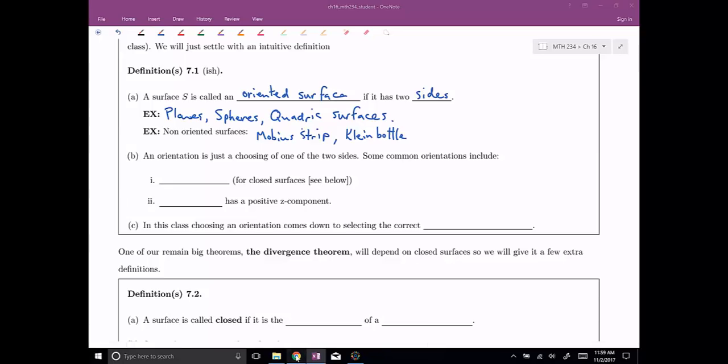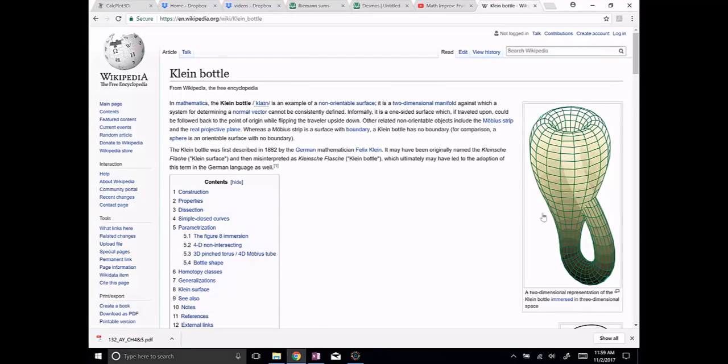I pulled up the Wikipedia page. This is the Klein bottle, and the claim is if you were trying to shade this thing in your favorite color, red, blue, green, whatever, it doesn't actually have two sides. You would end up coloring both sides red or both sides blue if you started to color just one of the sides red or blue. So it's kind of remarkable that this thing doesn't have two sides.